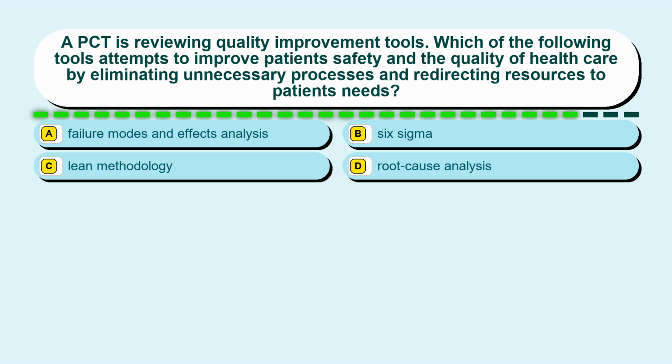Question 44. A PCT is reviewing quality improvement tools. Which of the following tools attempts to improve patient safety and the quality of health care by eliminating unnecessary processes and redirecting resources to patients' needs? Option A, failure modes and effects analysis. Option B, Six Sigma. Option C, lean methodology. Option D, root cause analysis.